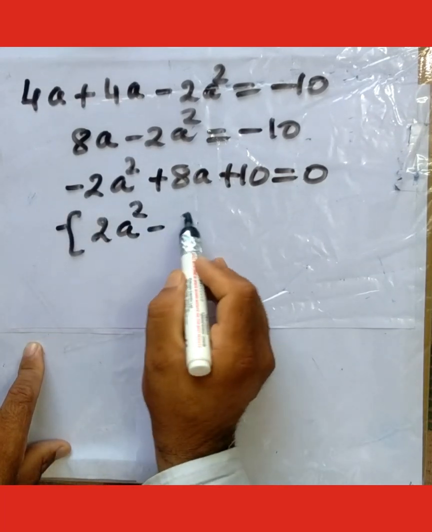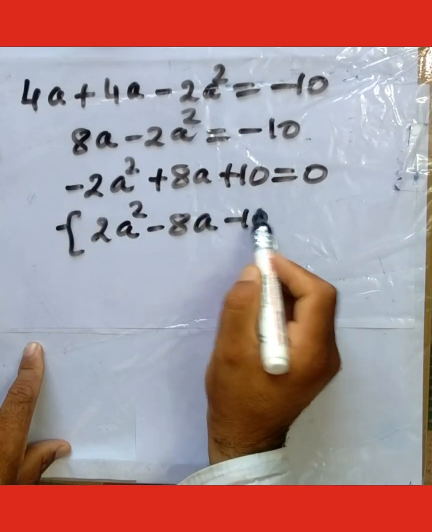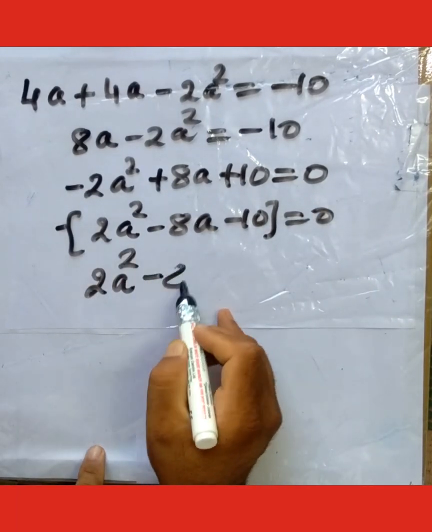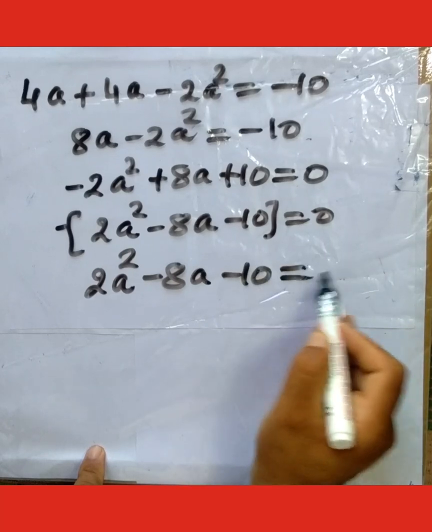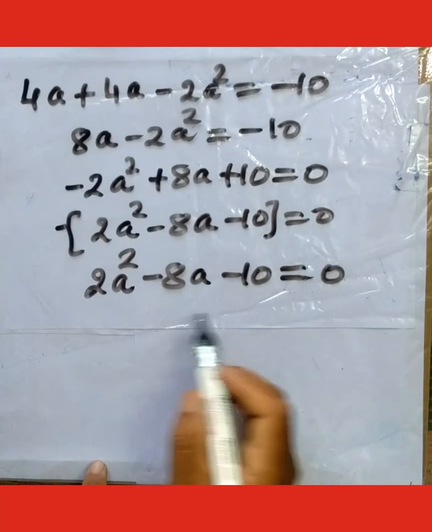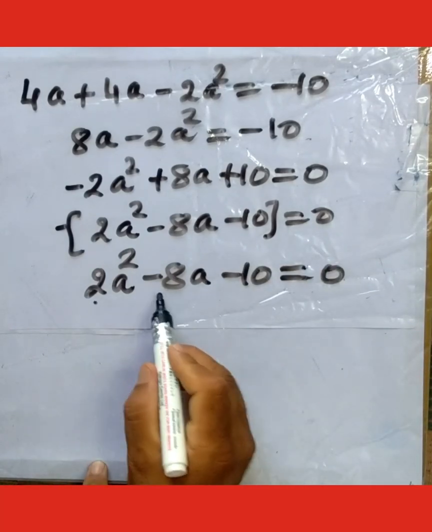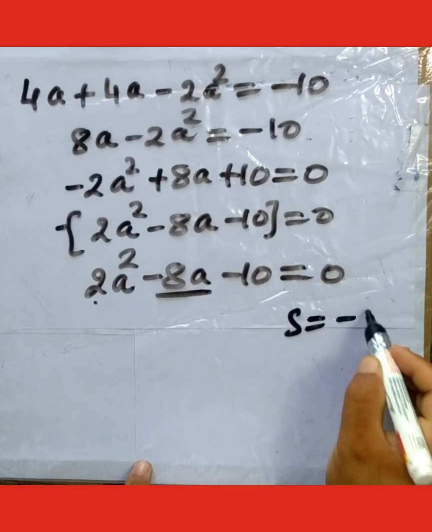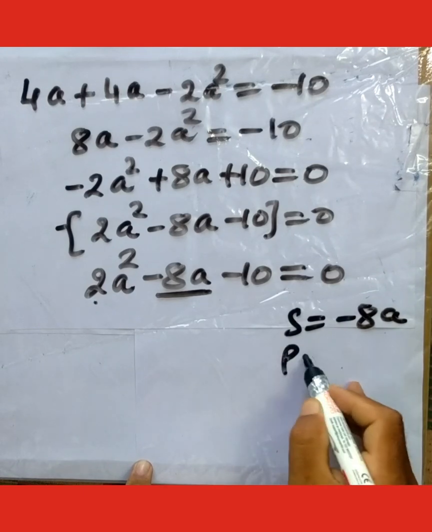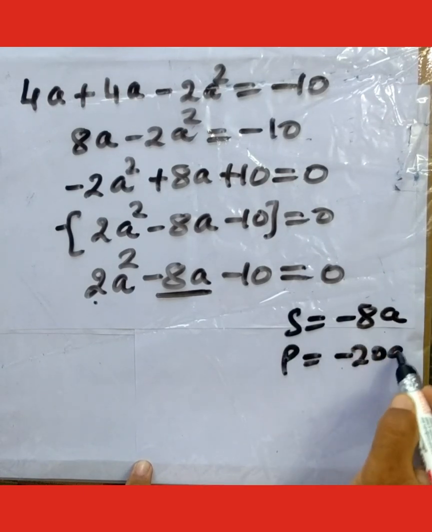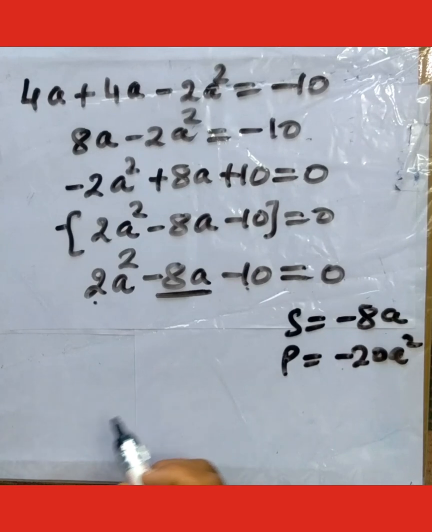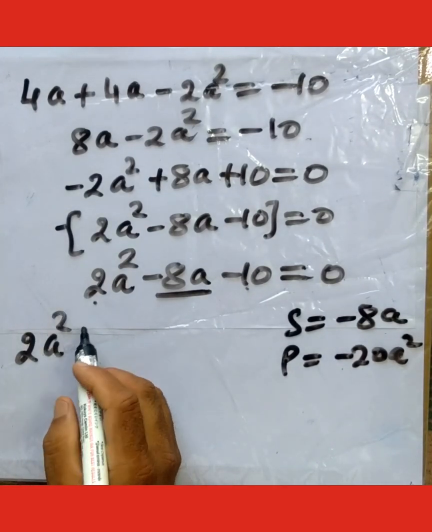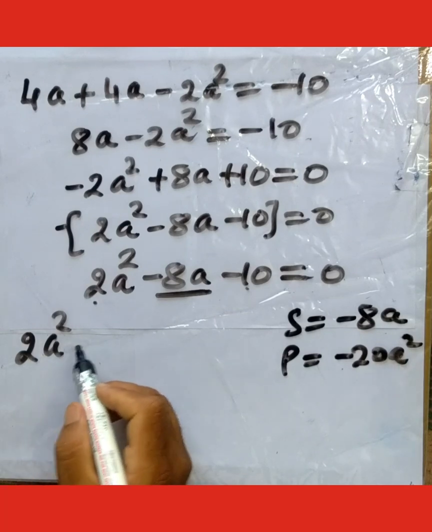Now taking minus outside, so 2a² − 8a − 10 = 0. So ultimately 2a² − 8a − 10 = 0. Now I can solve it from here, that is, the sum comes out to be −8a and the product is −20a². But we also have 2 as common here, so it is better to take 2 as common.